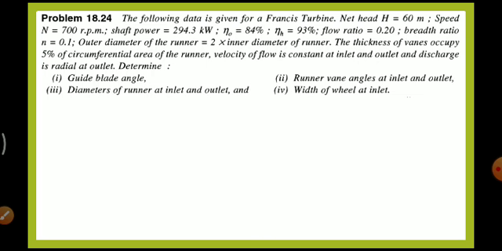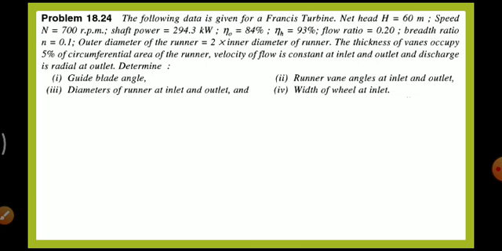Determine the gauge blade angle. Gauge blade angle means we will specify the gauge blade angles as alpha and beta. And it is mentioned in the question that beta is equal to 90 degree. So we have to calculate the value of alpha. That is the first thing we have to calculate, the gauge blade angle. The second thing we have to calculate is the runner vane angle at the inlet, that is theta and phi. The third thing, diameter of the runner at the inlet and outlet, d1 and d2. The last one, width of the wheel at the inlet, b1.